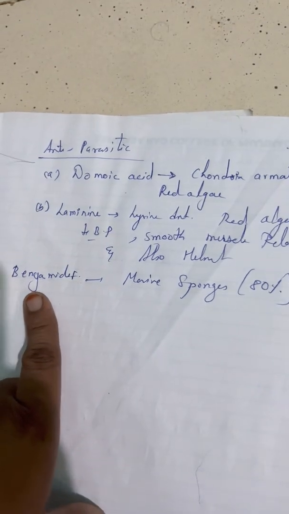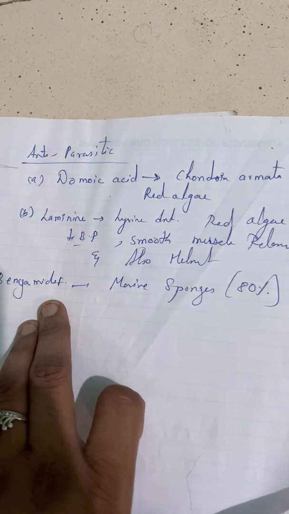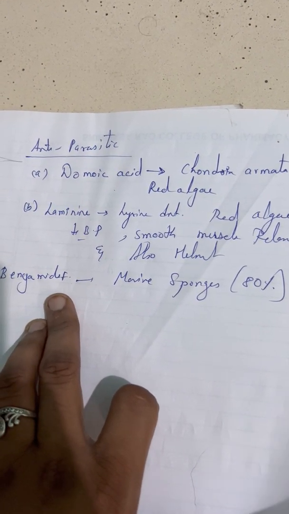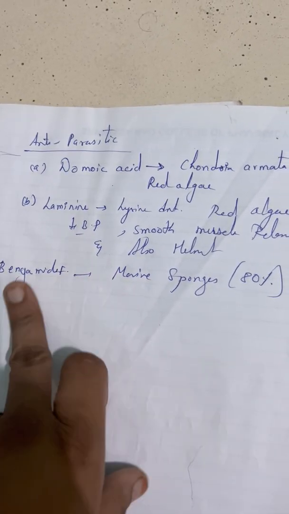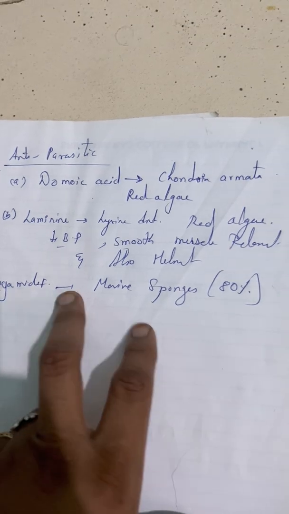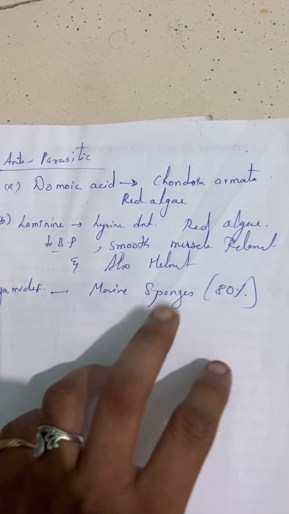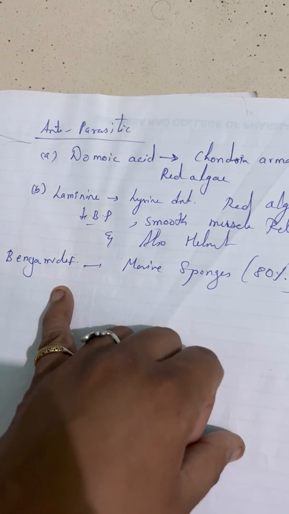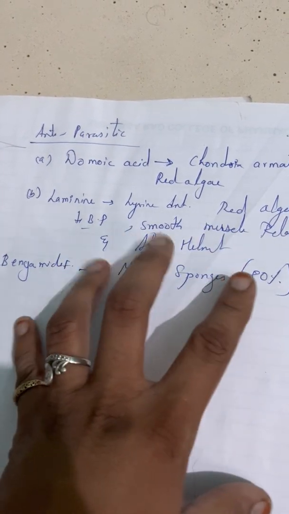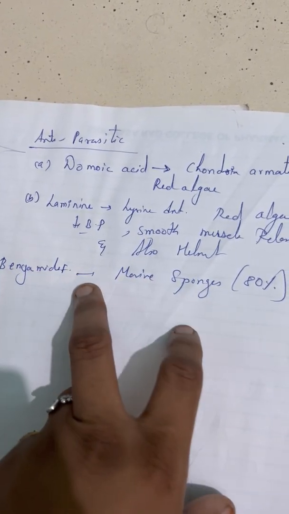Next we have benjamide F. This was the last category drug, which has been obtained from marine sponges. The main thing is that almost 80% of the antiparasitic nature is found in benjamide F. So that is the main thing. Benjamide F is the last drug.